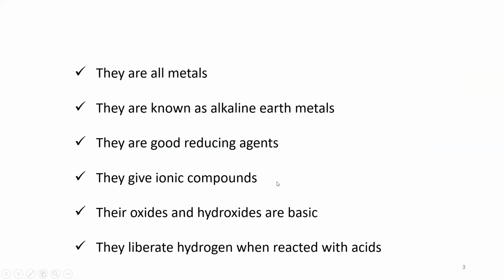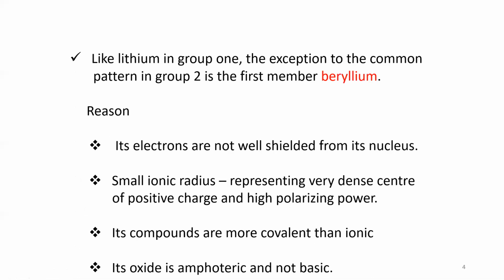Okay. So your group 2 elements, they are all metals, and they are known as alkaline earth metals. Your group 1 elements are known as alkali metals. Just like the group 1 elements, they are also good reducing agents because they are metals. And because the difference in electronegativity when they react with non-metals is high, they usually give ionic compounds. Their oxides and hydroxides are basic. And they liberate hydrogen when they react with acids.